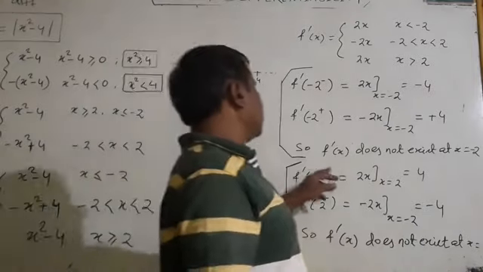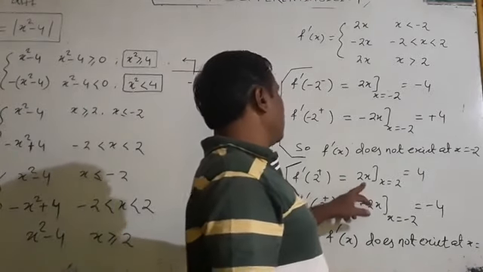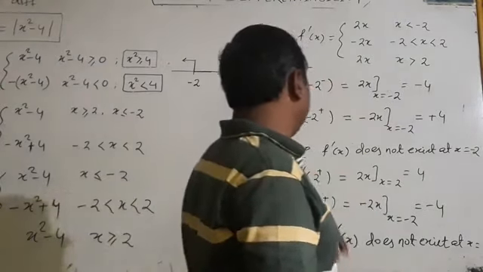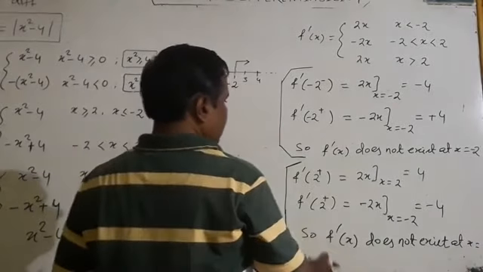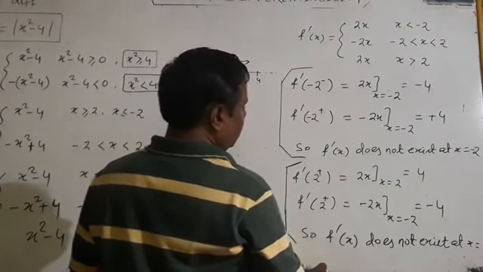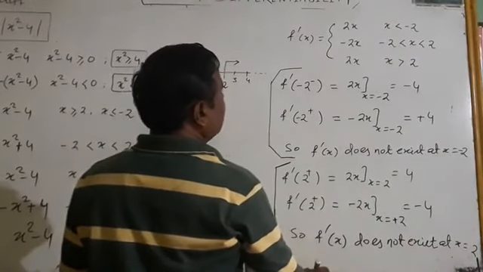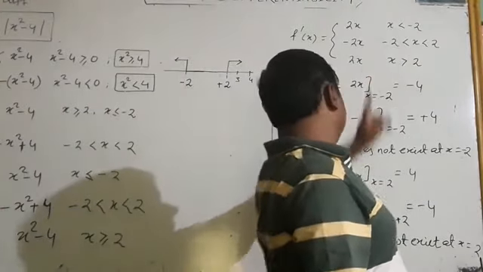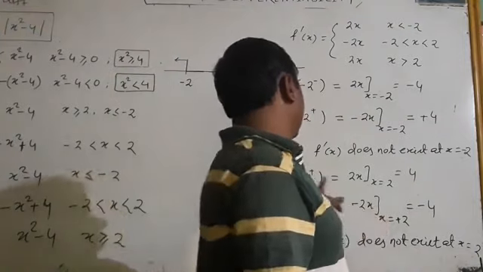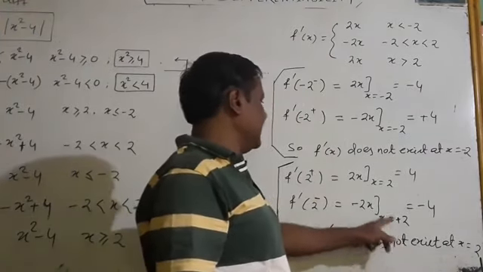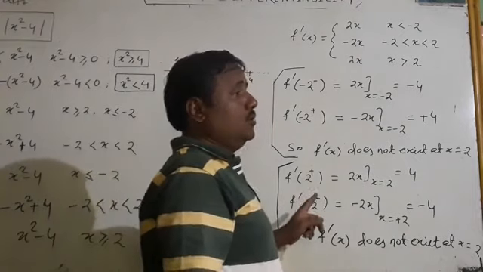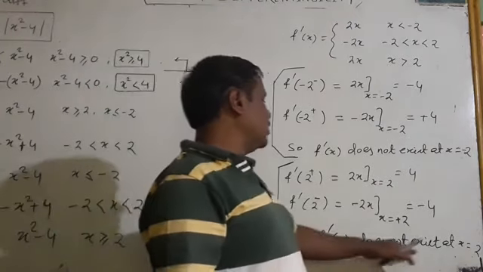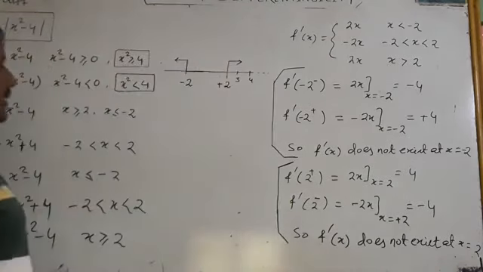Now f′(2⁺): it is 2x, so you put the value and get 4. And f′(2⁻) means slightly smaller than 2, so it is −2x and you put x = 2. You have to put 2 in both cases, but you should be very careful about which expression you take. So the result is −4. In both cases, f′(x) does not exist.